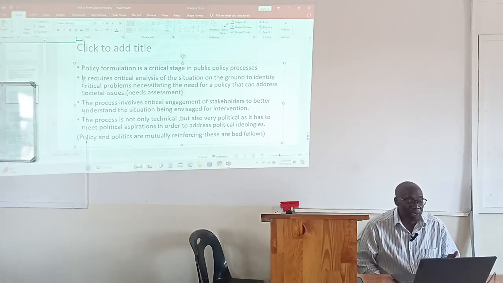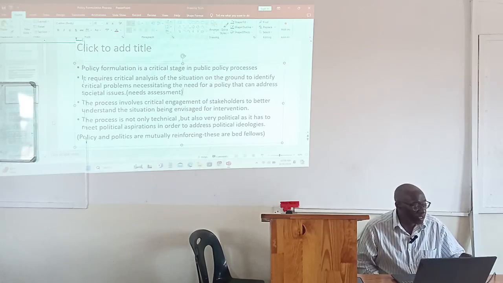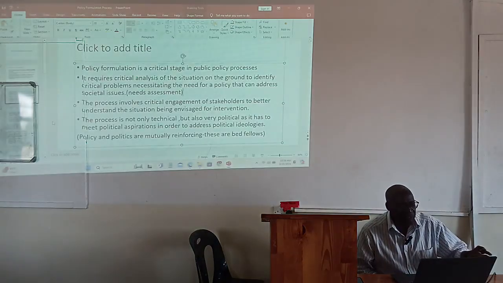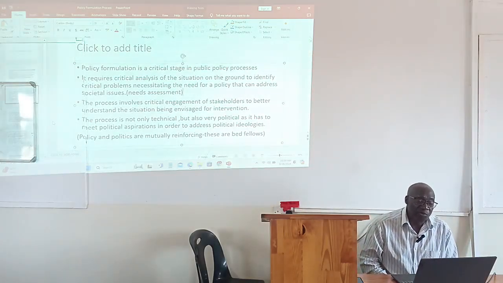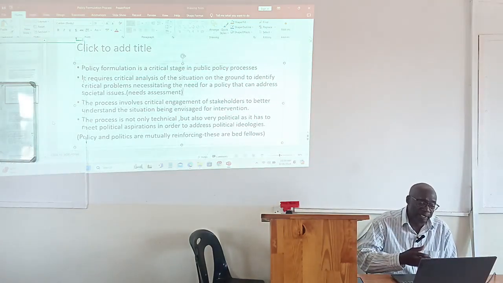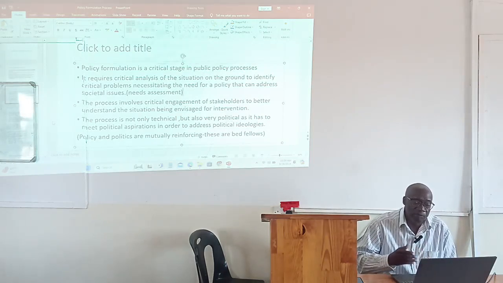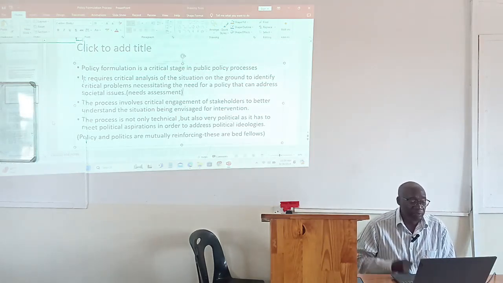So this is how we look at the policies, and also when you're formulating policy, you must look at all those things. That's why there's a needs assessment. You have to do a critical analysis and also look at the situation as it obtains and see whether or not what you intend to do can actually be taken up by society.